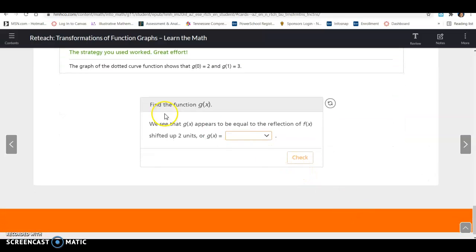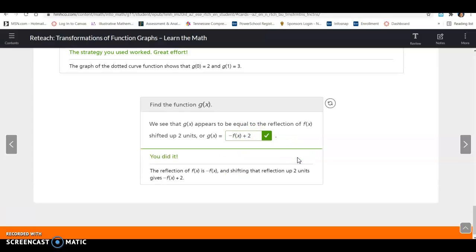Find the function g(x). We see that g(x) appears to be equal to the reflection of f(x) shifted up 2 units. So we can say g(x) is a reflection, which makes it negative, and then shifted up 2 units.